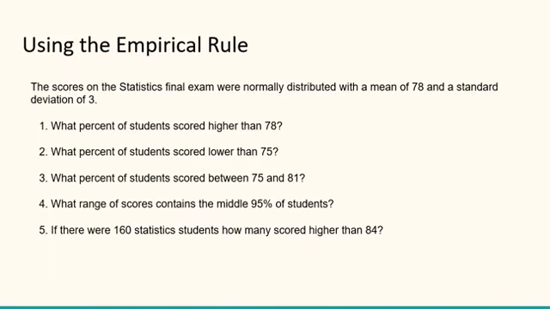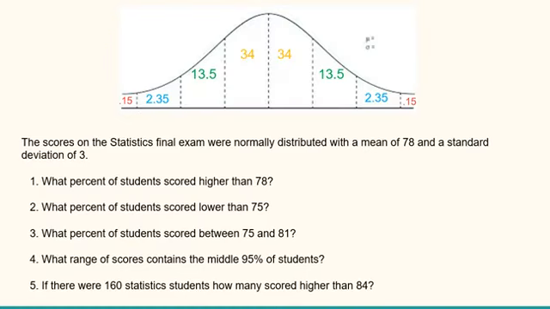Okay, so we'll look at a practice problem using the empirical rule. So we have the scores on the stats final exam. There's a mean of 78 and a standard deviation of 3, and then a bunch of questions that we have to answer.